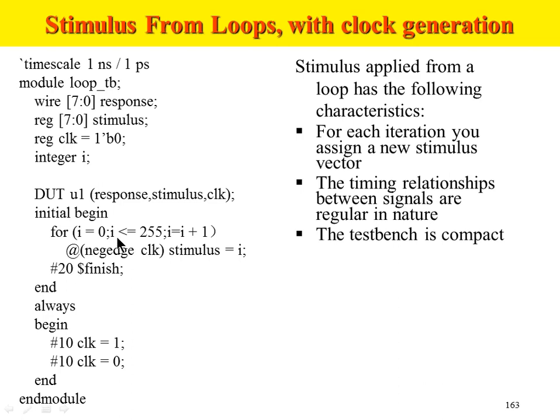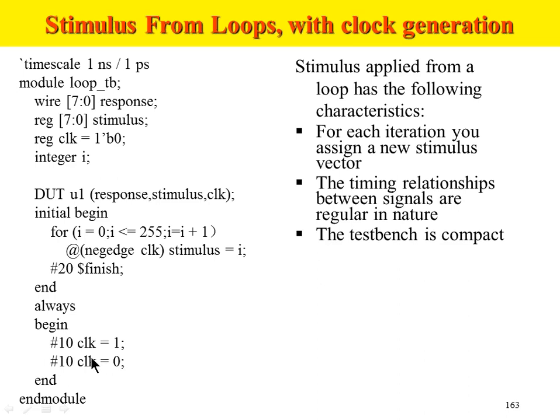We are checking for negedge of the clock in this for loop, but the clock is not generated. The clock is generated in this always block. Always begin the block. There is no sensitivity list, so the always block will always execute without waiting for anything. Begin the always block. Hash 10 means wait for 10 nanoseconds. Clock is equal to 1. Wait for another 10 nanoseconds. Clock is equal to 0, and this will keep repeating because it's an always block with no sensitivity list. This means I will get a free running, continuously generated clock using this always block.